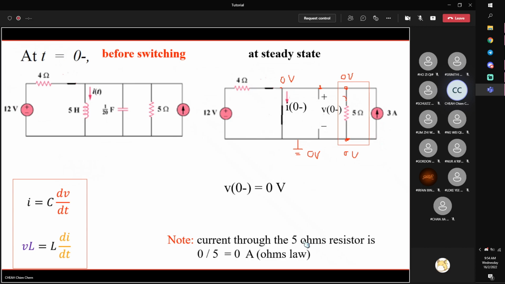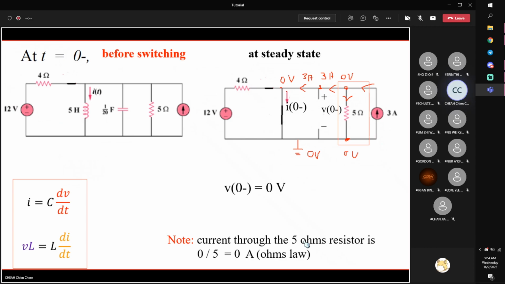Now there's no current flowing through here, remember? So the 3 ampere, when it comes to this junction, none of it will flow through here because there is no potential difference. So all of it will flow through here, therefore this is 3 ampere. And when it comes to this junction, this is open. So current also cannot flow into the capacitor now, and therefore it will flow through here.